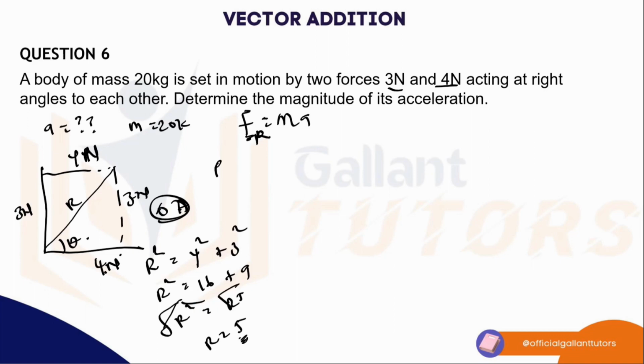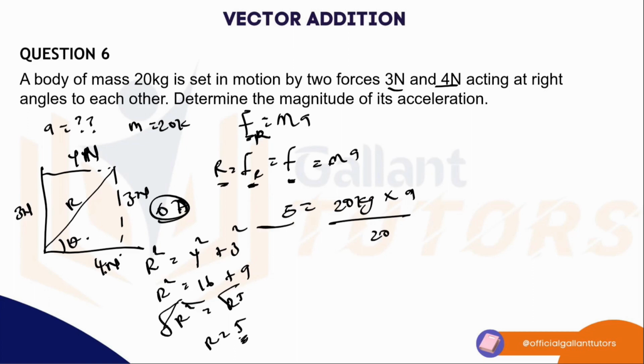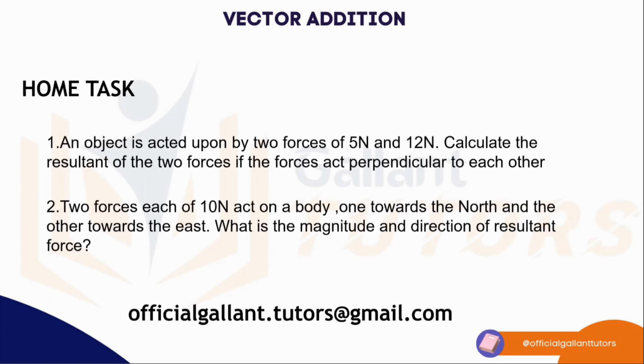So our R is what? 5. And remember that R is equal to FR, the resultant force, and the resultant force is F, which equals ma. So we have F is equal to our mass, which is 20 kg, times a. Divided by 20, we have a equal to 5 over 20, which is 1 over 4. 1 divided by 4 is what? 0.25. What's the SI unit of acceleration? Meter per second squared. So this is the final answer.